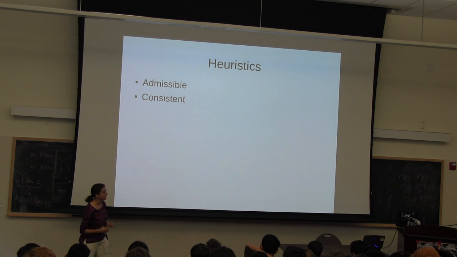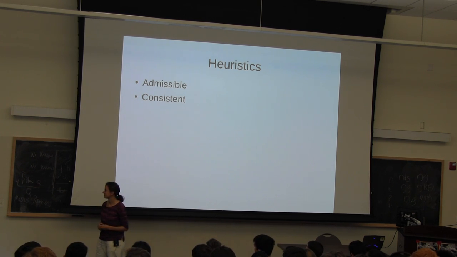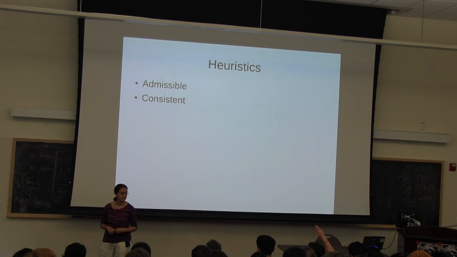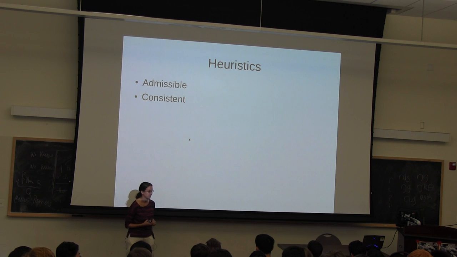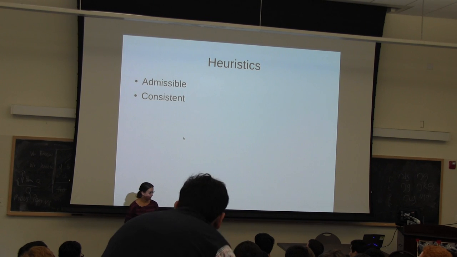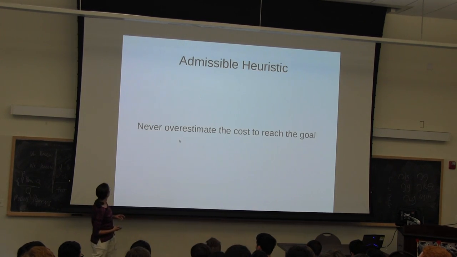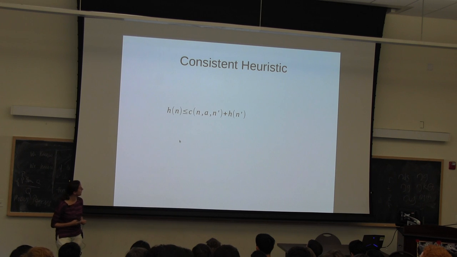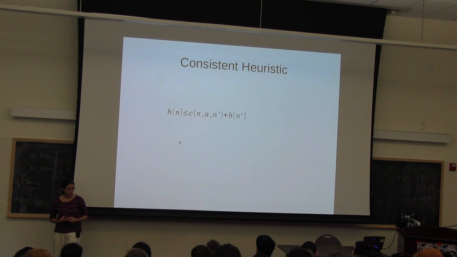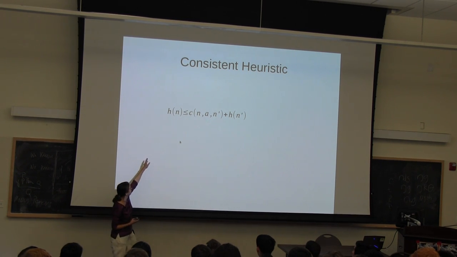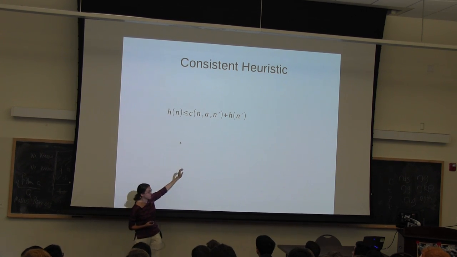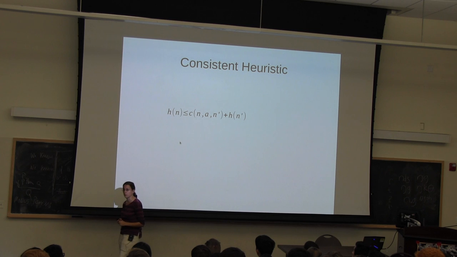All right, so what is consistent? Yeah, right. So in words, it's relating the heuristic values among different nodes. It was this triangle inequality: h of n is less than or equal to c of n, a, n prime plus h of n prime. So it's this relation between the heuristic cost at one node, the real cost on the graph to go from one node to the next node, plus the heuristic cost at that other node.